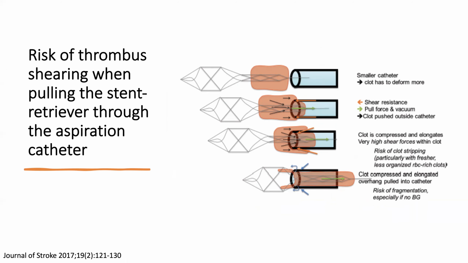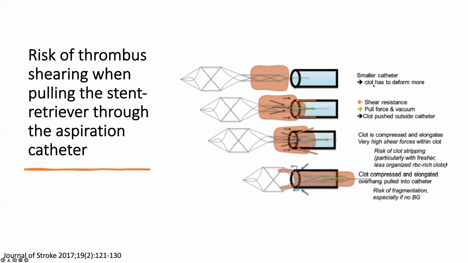So there is a risk of thrombus shearing when you're pulling the stent retriever through the aspiration catheter. So this is the reason why you just want to lock it. Depending on how you deploy your stent retriever, you want to have a little bit within the distal aspiration catheter, and you don't want to pull this in. You do not want to pull this in through the suction catheter because you're just going to shear this off.